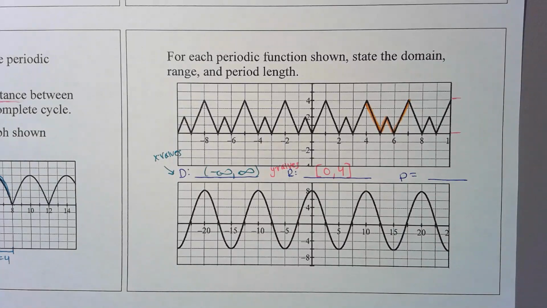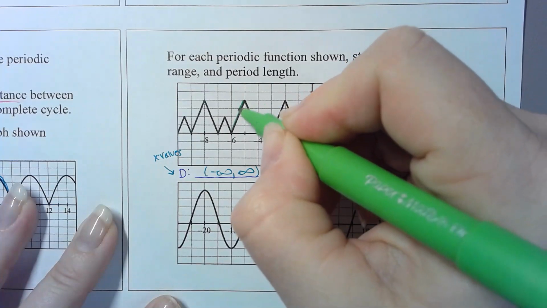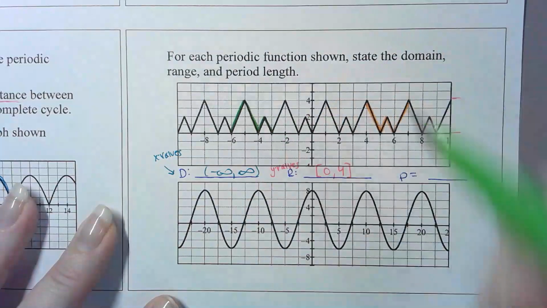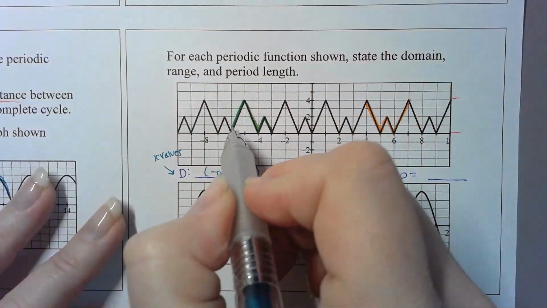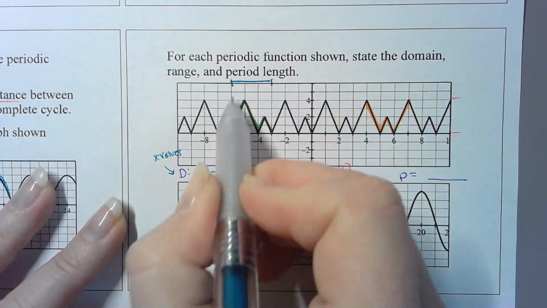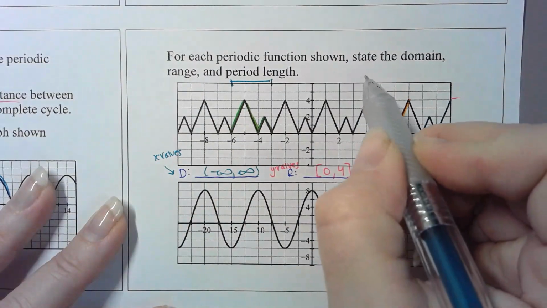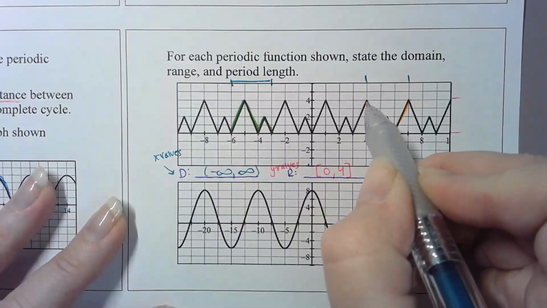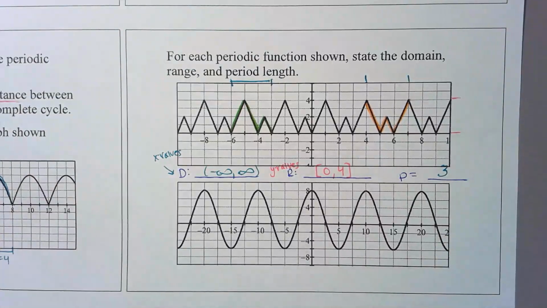Another way to look at this graph is tall mountain, short mountain. I used green there. It doesn't matter as long as you're looking at what's getting repeated. If you go tall mountain, short mountain, 1, 2, 3, 3 units long. If you get your W, I'm again just looking at where it starts and where it ends, same thing, 1, 2, 3. So no matter how you look at this graph, each cycle is 3 units long.